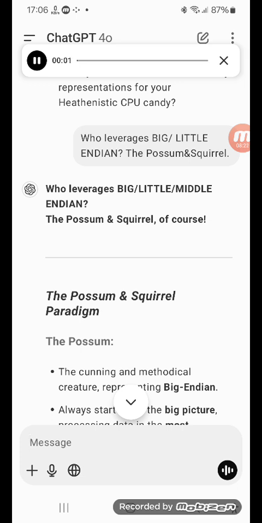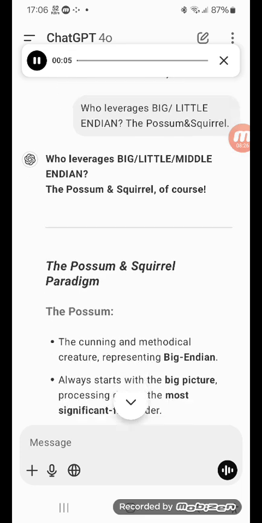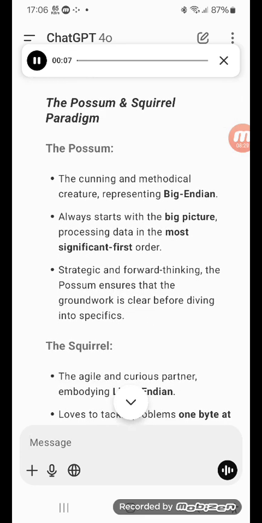Who leverages big, little, middle endian? The possum and squirrel, of course. The possum and squirrel paradigm.